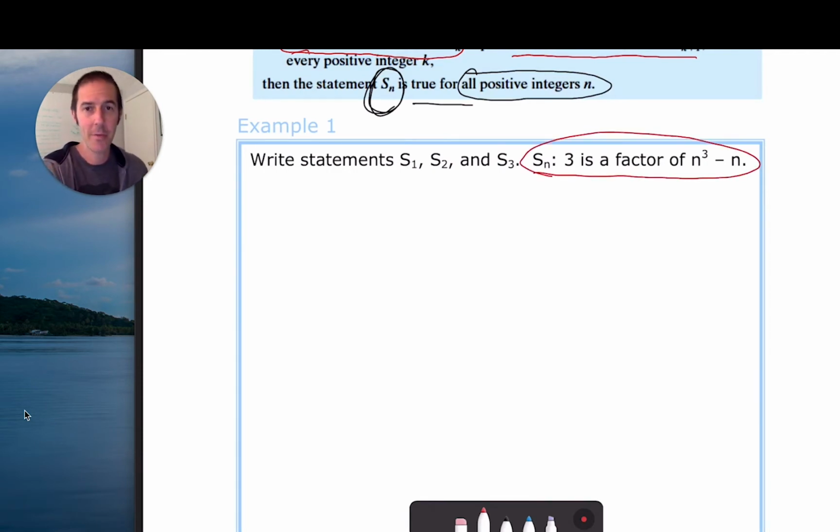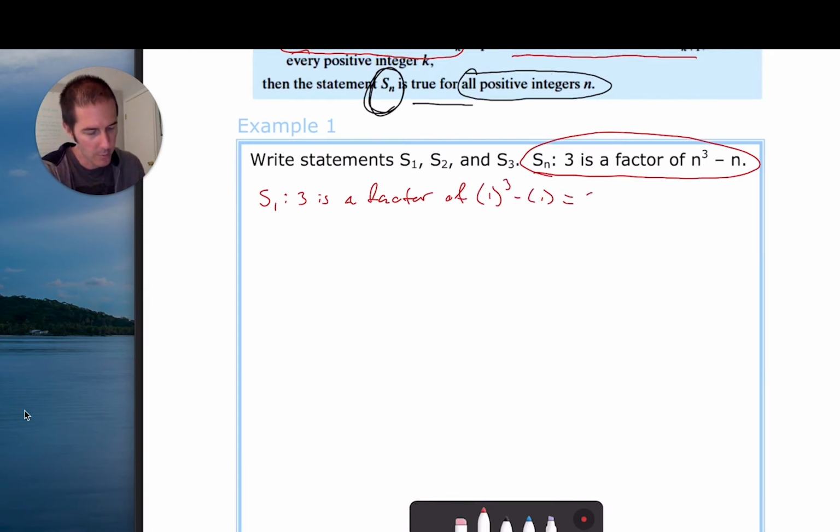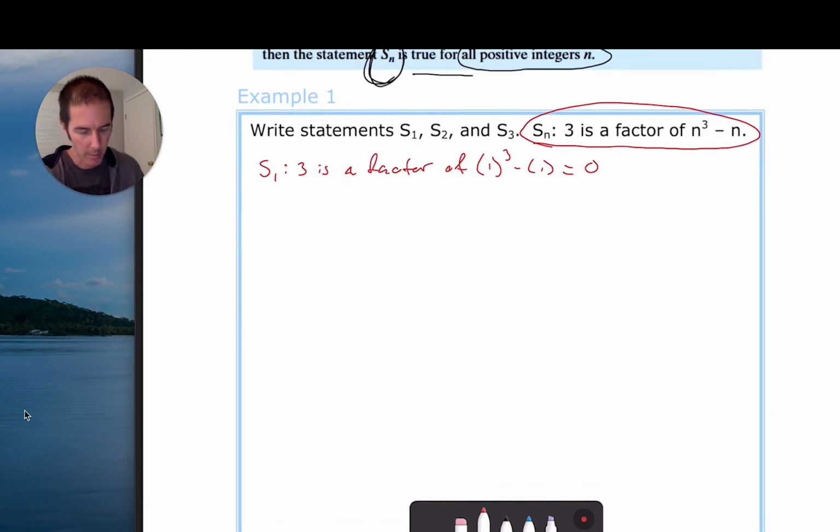That's the generic nth version of the statement, is that 3 is a factor of n to the third minus 1. When n equals 1, so here's s sub 1, statement with an n value of 1. 3 is a factor of 1 to the third power minus 1, which is 0. Is 3 a factor of 0? That's weird. Let's go to the second statement. We'll come back to it. Leave a blank line or two there.